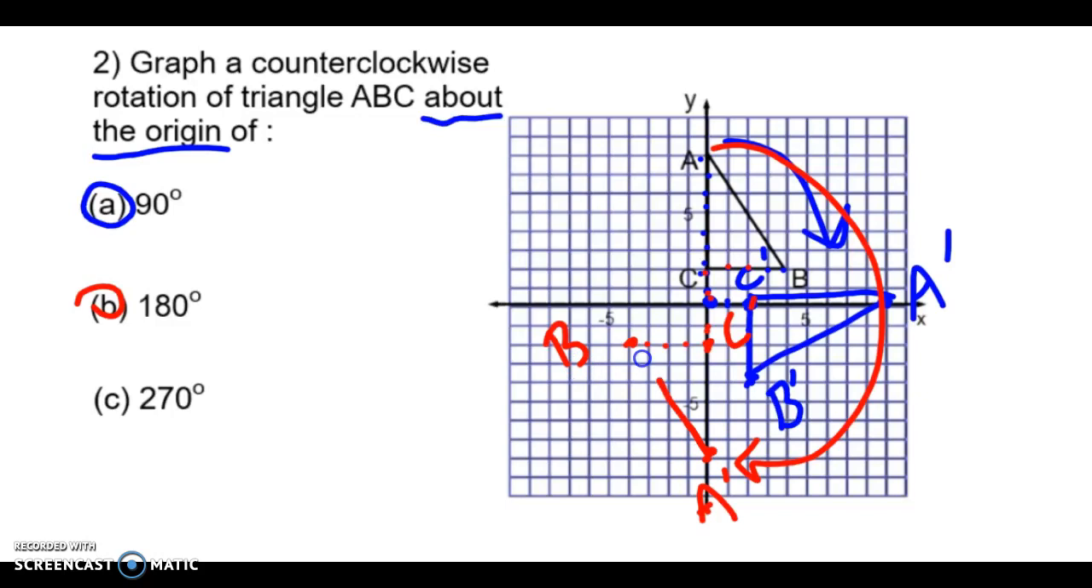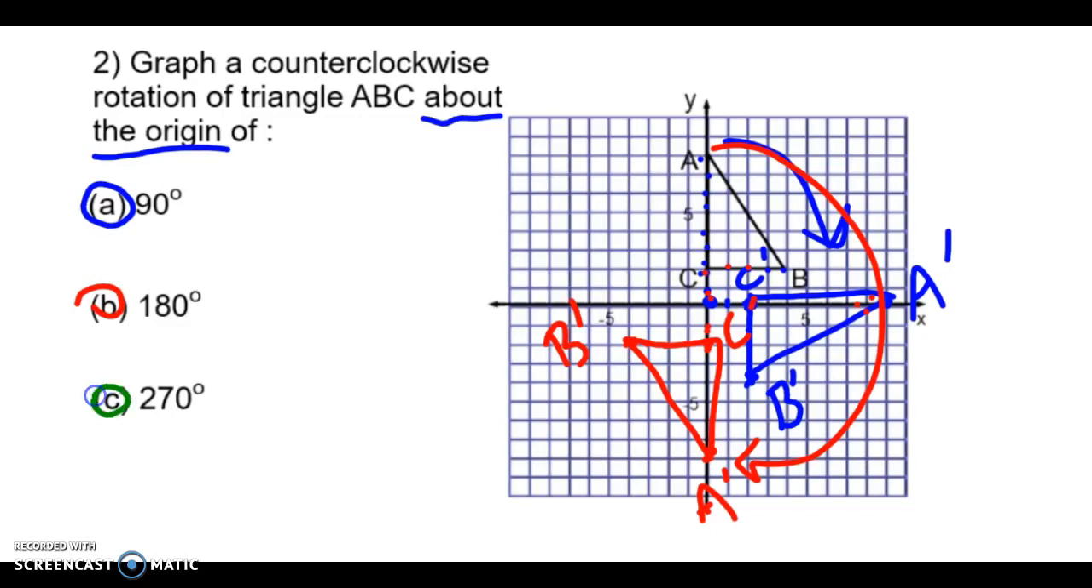So there we've got A prime, B prime, C prime. Make sure you got your primes on there. So that is 180 degrees. I think I messed one of these up over here. I took the blue one unit too far. I'm going too fast. That's what happens.